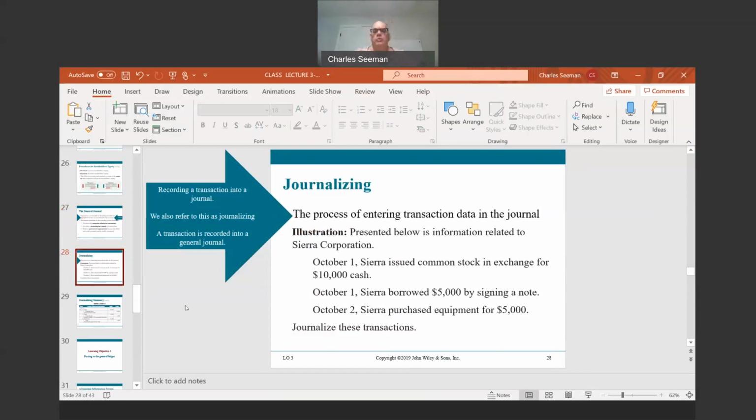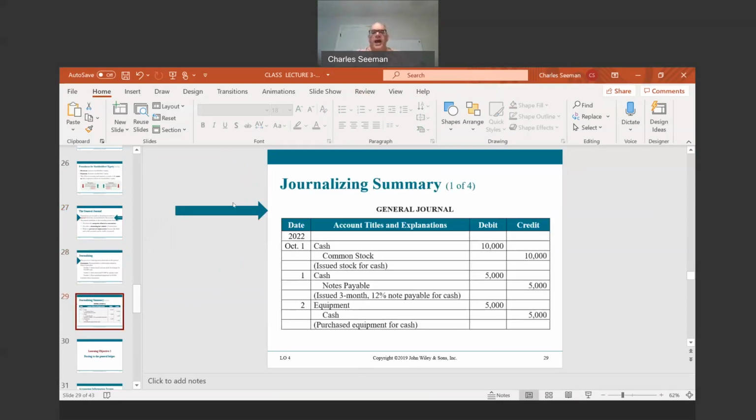A transaction is recorded into a general journal. That's one type of journal. So we take a transaction and record it into a general journal. A general journal looks like this. So we have the date, first October 2nd. We have the debit account, which goes first, and the credit account, which goes second. Debit account, credit account, explanation.